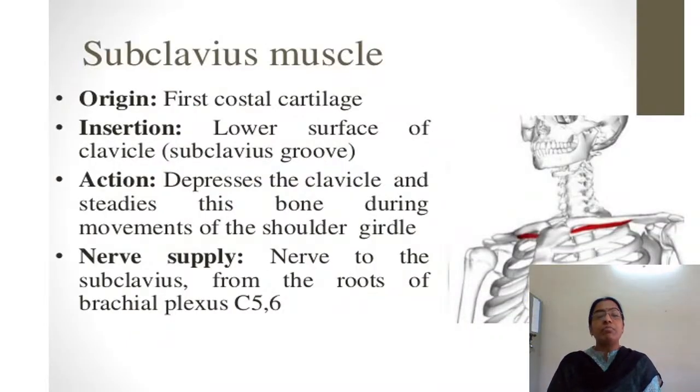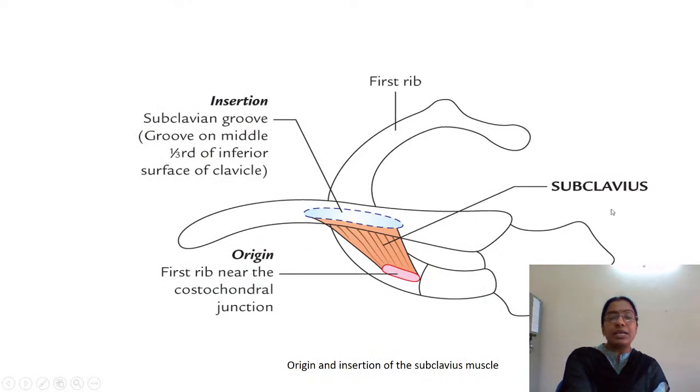Yes. The one more muscle next to it is the subclavius muscle. The name itself says it is below the clavicle. The subclavius muscle takes its origin from the first rib and is inserted into the groove present in the middle 1/3 of the inferior surface of the clavicle. This is the clavicle. Within its inferior surface, the middle 1/3, there is a groove for the subclavius.